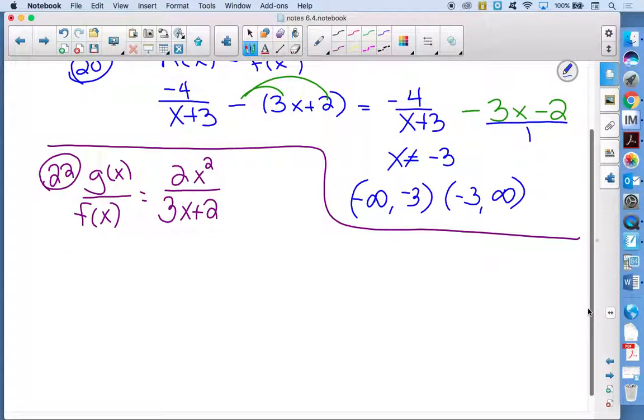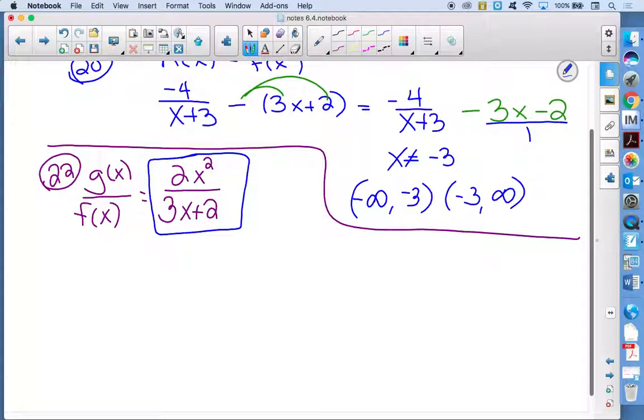Can that be simplified? Can you cancel something out? Reduce something? Remember, if you can't do it to one term, then you can't do it at all. So even though this has an x squared and an x, you can't cancel it out because the 2 doesn't have an x. So this is the simplified answer. If you can't cancel it from all of the pieces, then you're not allowed to cancel or reduce the problem. So it's the 2x squared on top because that was g of x.